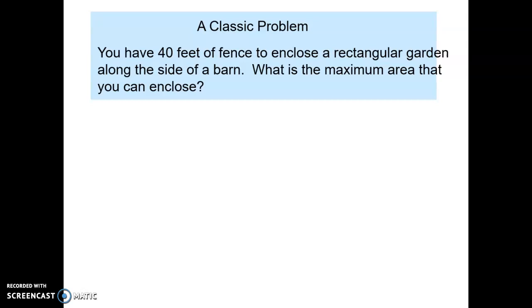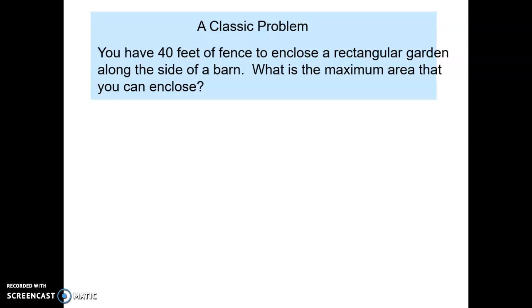This one says we have 40 feet of fence to enclose a rectangular garden along the side of a barn. And we don't need the fence along the barn. We're going to connect the fence to the barn, so we don't need fence along the barn. We just need the 40 feet of fence to enclose the other 3 sides that don't include the side along the barn. And the question is asking us, what's the maximum area that you can enclose?